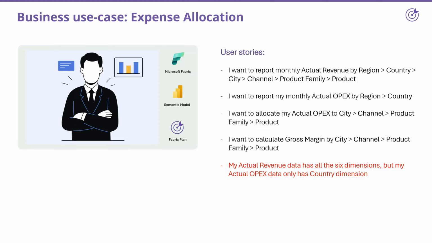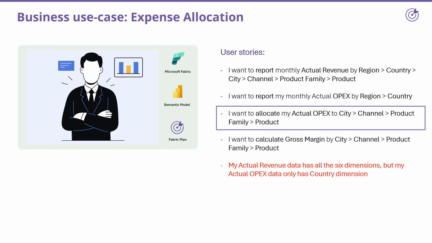And I'm not talking about time dimension here because throughout the entire session, you will see that we are taking all the three scales of time, which will remain common throughout all the apps we create, which is by year, by quarter, and by month. Then the next user story for this use case is that I want to report my monthly actual operating expense by region and country, which means there are two apps. The first one with six dimensions and a different measure. The second one with two dimensions and a different measure altogether.